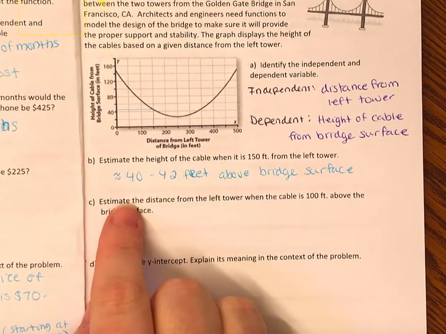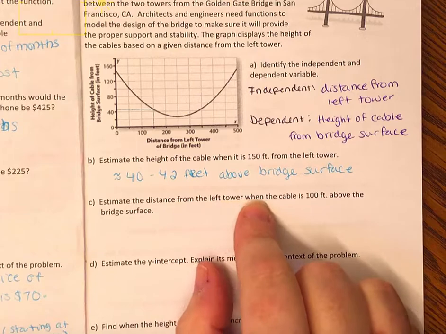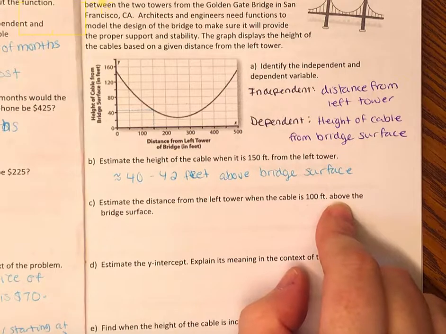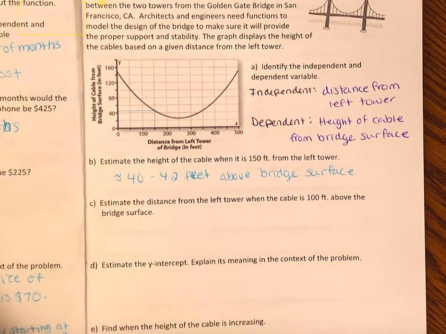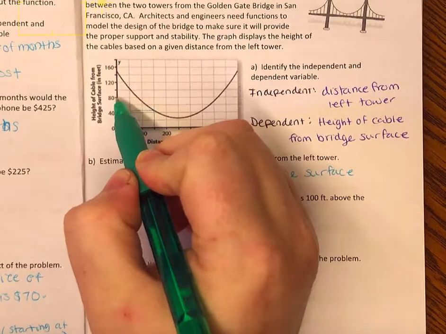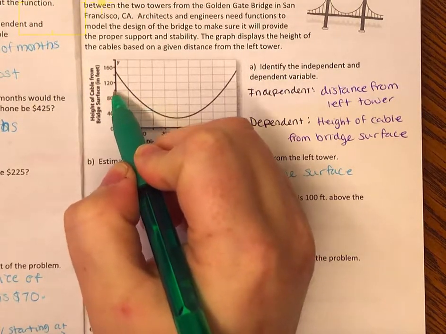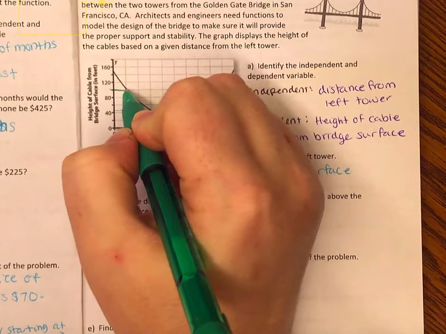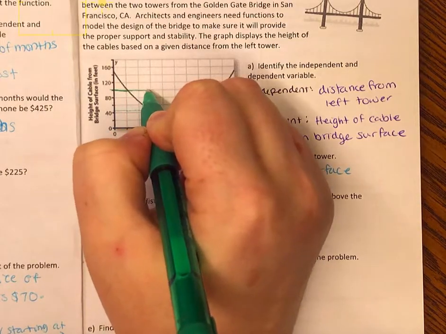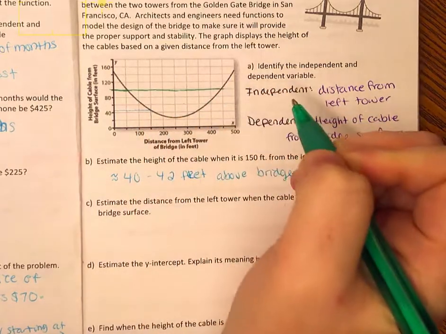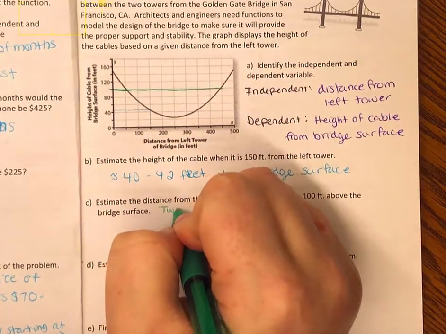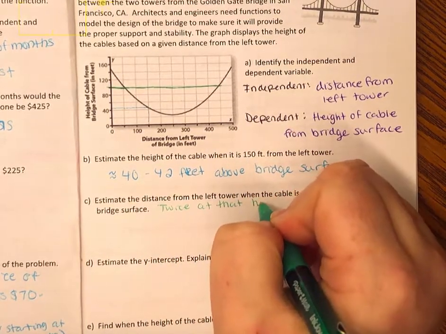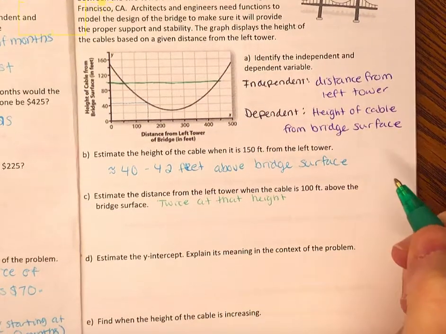The next question says to estimate the distance from the left tower when the cable is 100 feet above the bridge surface. So when we have the 100 feet above the bridge surface, that is the y-axis. So I'm going to go to 100 on the y-axis. So we have 20, 40, 60, 80, 100. I'm going to draw my line, and it hits here, but it actually hits twice. So I'm actually going to continue drawing my line. It happens twice at that height. I'm going to find both of those measurements.